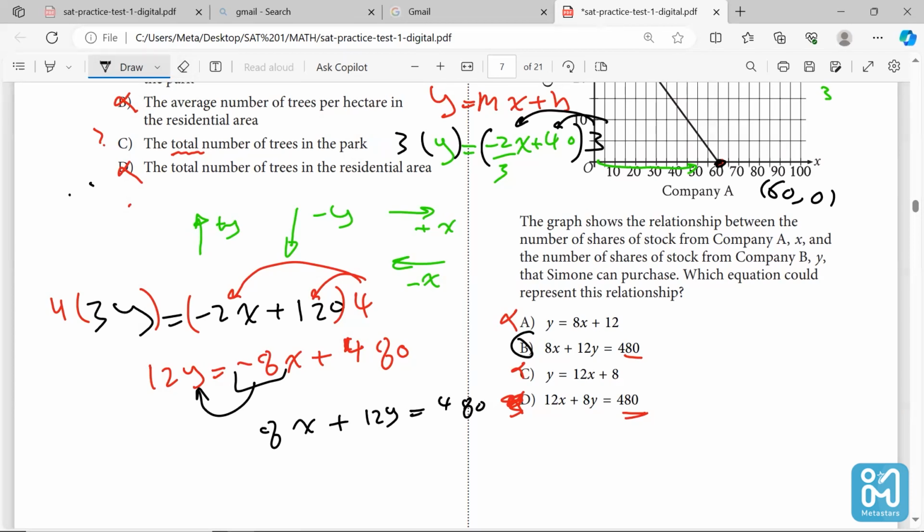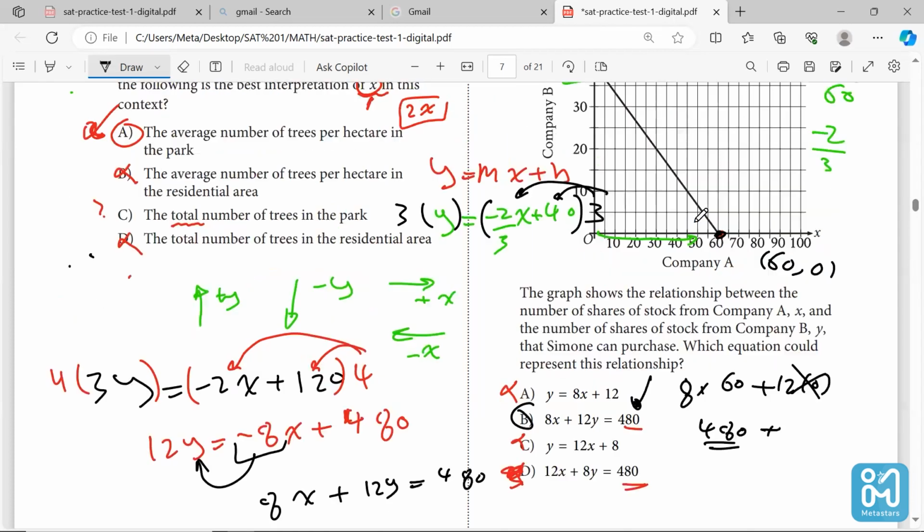Plug in the values in the choices, and which one of these gives us the same answer? For example, here, 8 times 60 plus 12 times 0. Here, 8 times 60 gives us 480. And this one is canceled. 480. Do we have 480 here? Yes, so this is my correct answer. So choose any point you have on the graph here.